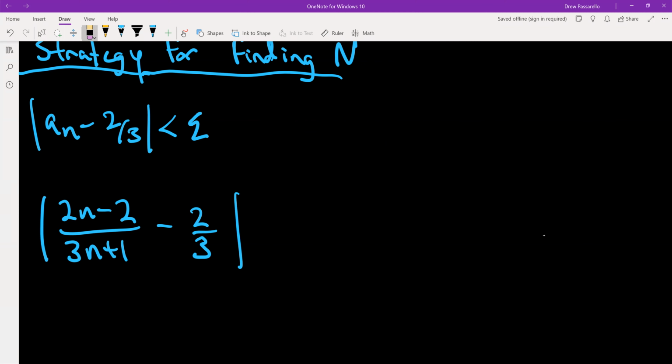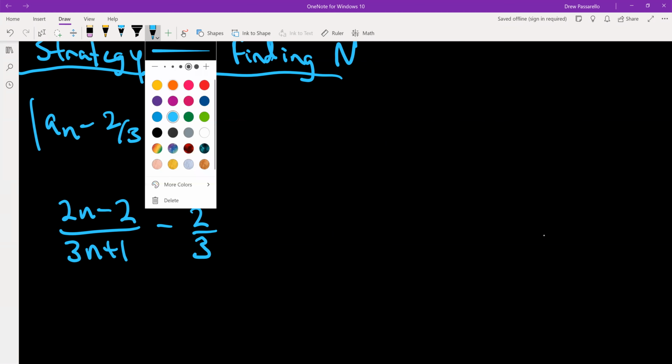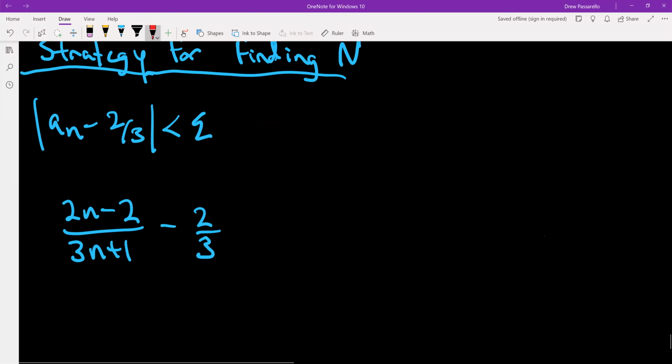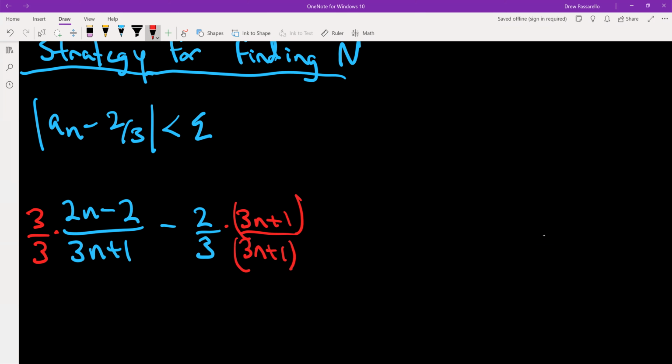So if I want this to be a single fraction, the common denominator is going to be 3 times (3n plus 1). So I'd multiply the first one, top and bottom, by 3. Multiply the second fraction, top and bottom, by (3n plus 1). All right, so again, all of this is in our absolute value.